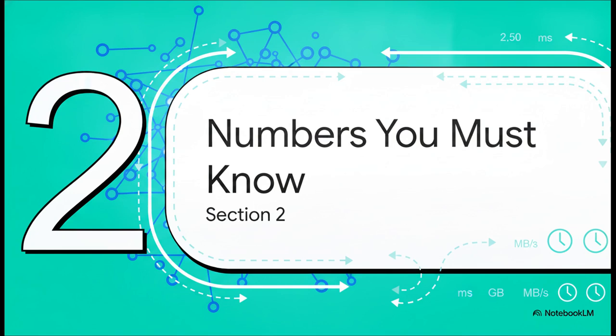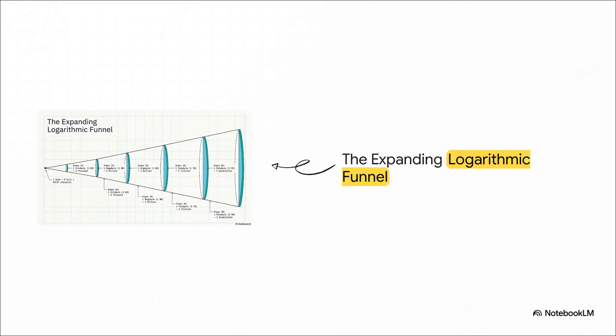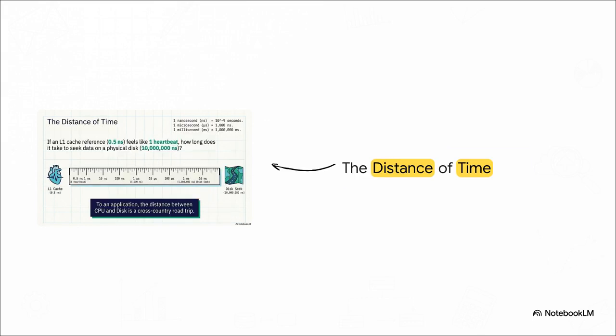Moving right along to Section 2, numbers you must know. Okay, so first up is visualizing data volume. We're looking at this expanding logarithmic funnel. Because as data scales up, going from a single tiny byte all the way up to a massive petabyte, our brains really need a quick way to grasp what that scale actually means for our system. You need to be able to instantly internalize what a gigabyte, a terabyte, or a petabyte truly represents when you're designing for massive loads.